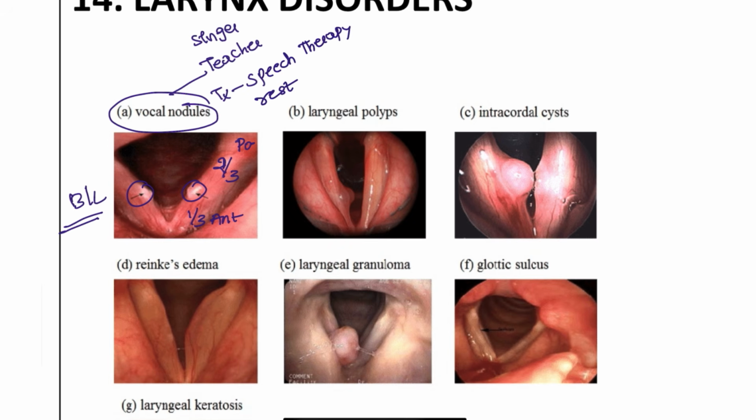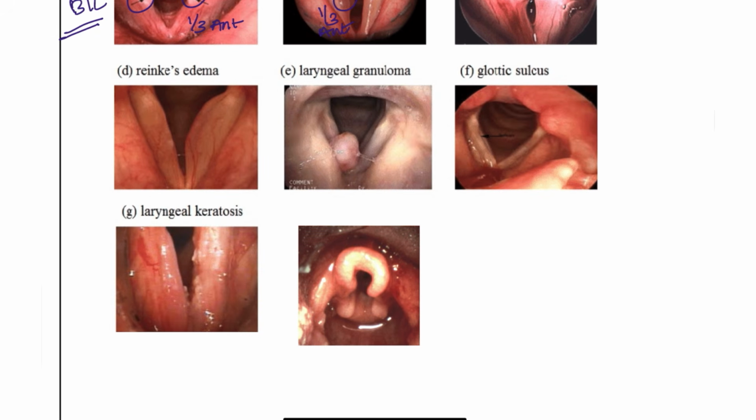Next, here you can see these are vocal polyps. Vocal polyps are unilateral and the same location, right? 1/3 anterior and 2/3 posterior location. These are polyps. For these patients, we have to do laser surgery. Laser surgery is done for this patient, right? Another one, you can see, this is laryngomalacia.